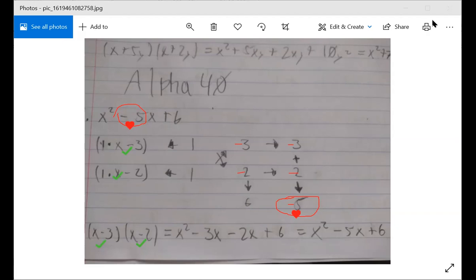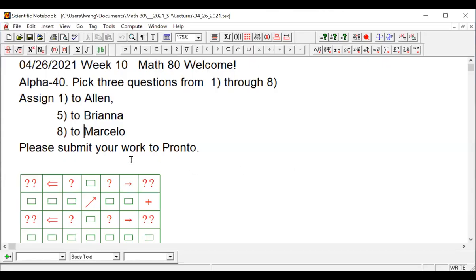Okay, so I'm going to clean this up. But you do understand Alan's work, do you? Bree, do you understand Alan's work? Okay, good. So I'm gonna clean this up. I'm gonna remove this and start a new share. Okay, so Brianna's is number 5. Let's do number 5 together.